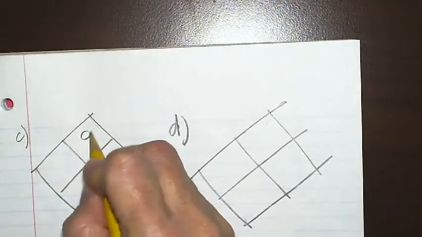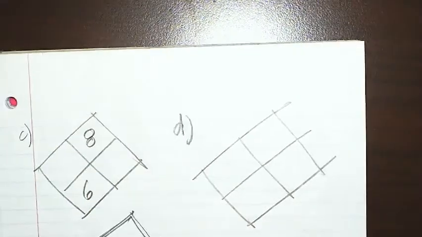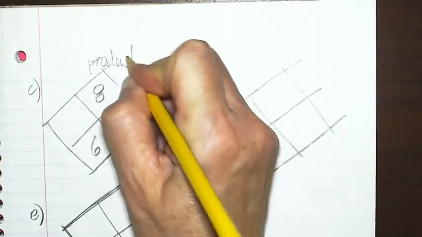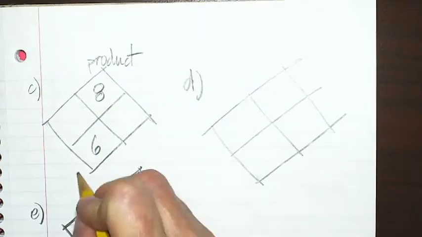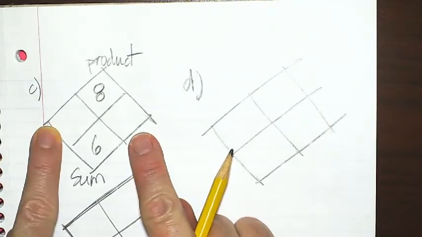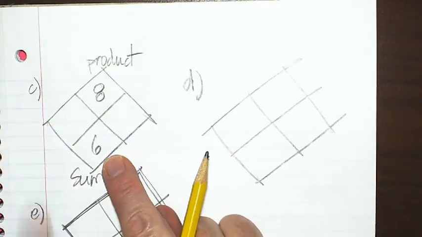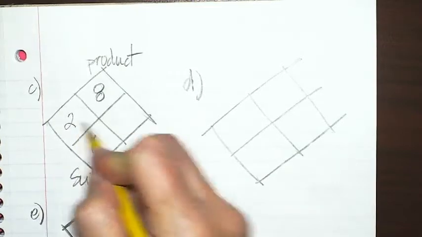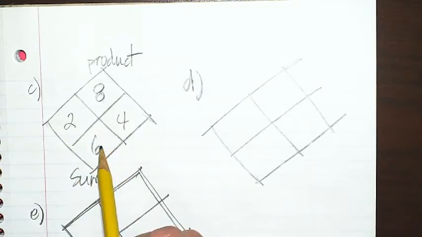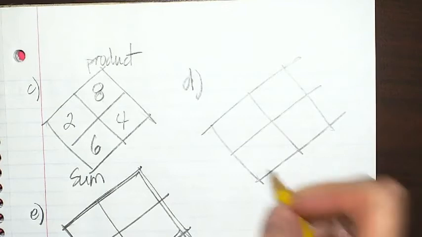C, we have the answer for C. So we're looking for two numbers that give us a product of 8 and a sum of 6. What can I multiply to get 8, but when I add it, I get 6? Is 2 times 4 going to give me 8? And is 2 plus 4 going to give me 6? There you go. It's kind of like a fun little puzzle.